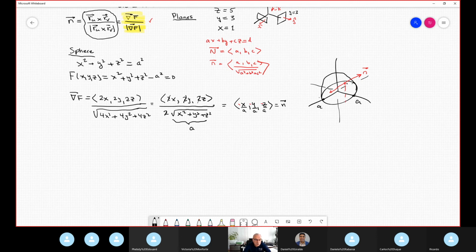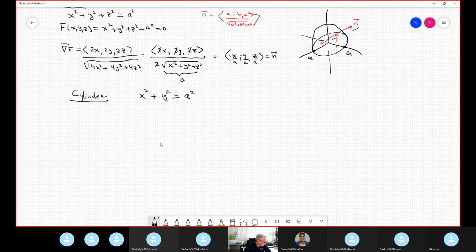So we are computing the normal vector of any surface. This is not new. We know that. Cylinder. Suppose the cylinder, a circular cylinder. Suppose the classical x squared plus y squared equal a squared. z is missing. So it is a circular cylinder along the z axis. You find the implicit formula. Well, the implicit formula is x squared plus y squared minus a squared equal to zero.